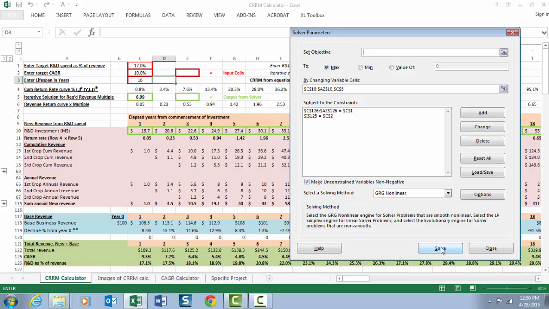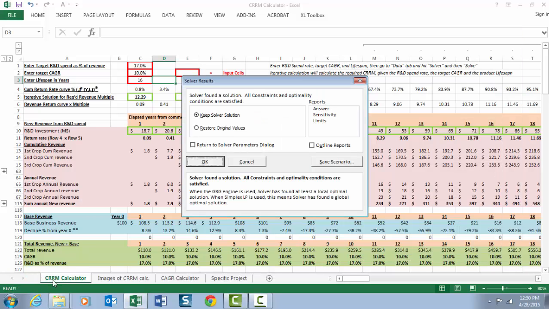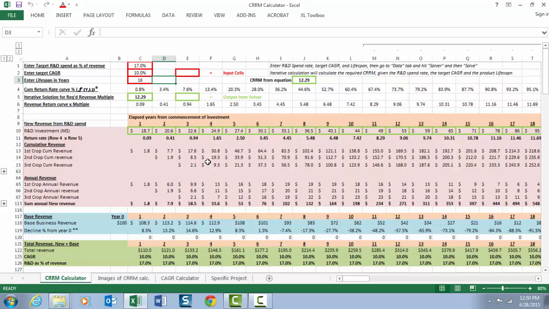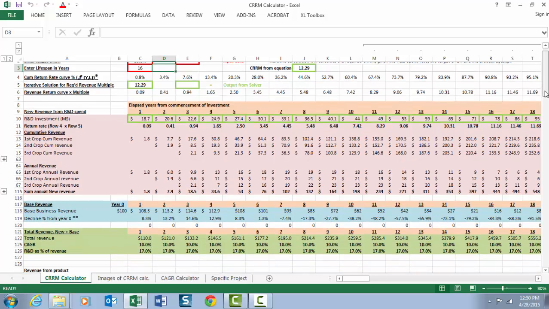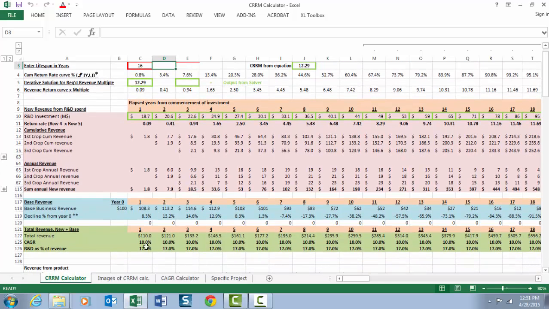It's now going to try to do an iterative solve for us, and you can see down at the bottom left here that it's going through various trial solutions trying to find a satisfactory answer, which it has found, it tells us. Click OK, and notice that the solution it found was 12.29, identical to what we were able to calculate using our equation. And now notice what has happened in the spreadsheet. Let's quickly go down to the end result. Notice that we have grown at exactly 10% each year, that we have spent precisely 17% of revenue.